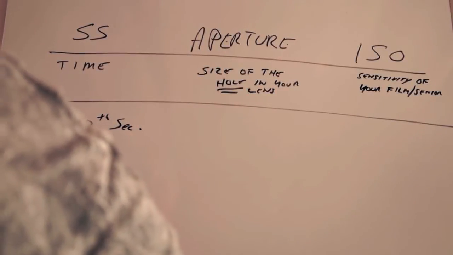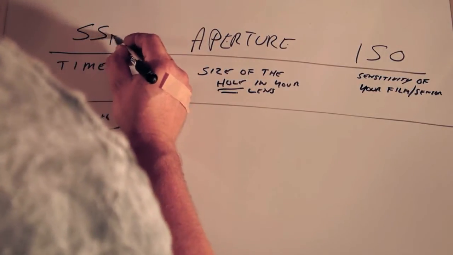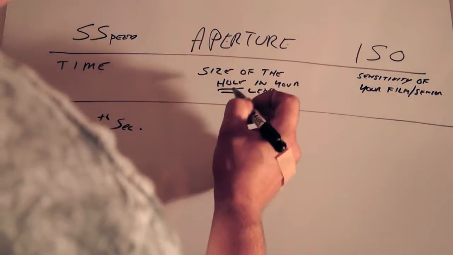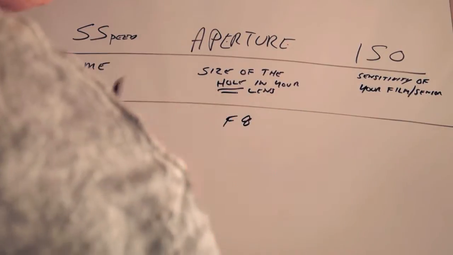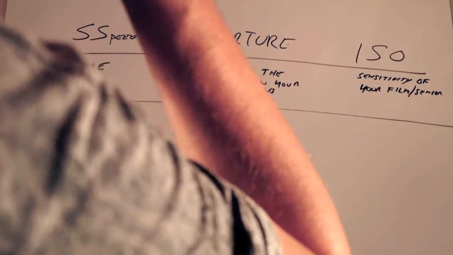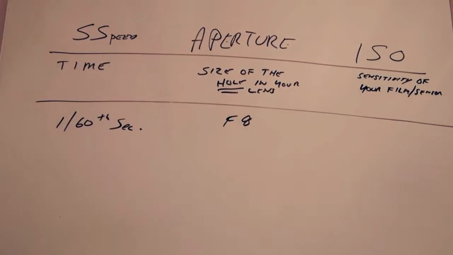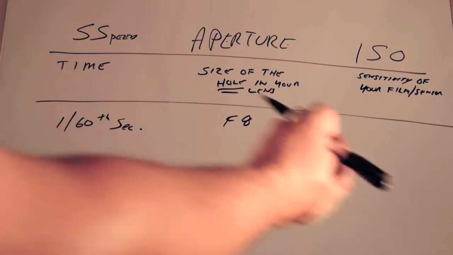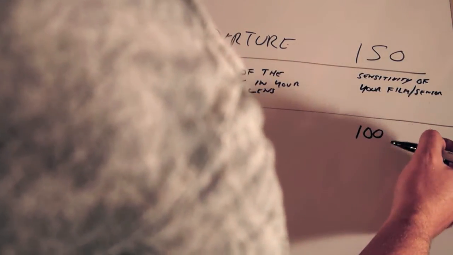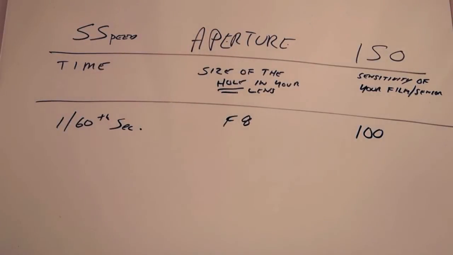Time. So 1/60th of a second, okay? That would be a shutter speed. Aperture, f8, okay? And that's just the convention. Like there are f2.8, f4, f5.6, f8, okay? So 1/60th of a second at f8, what's your ISO? Well, let's say it's set at 100, okay?